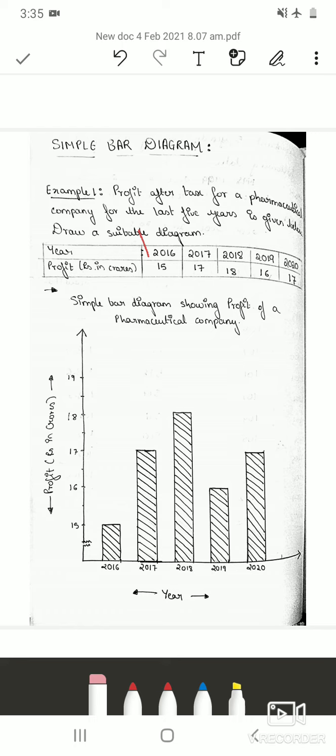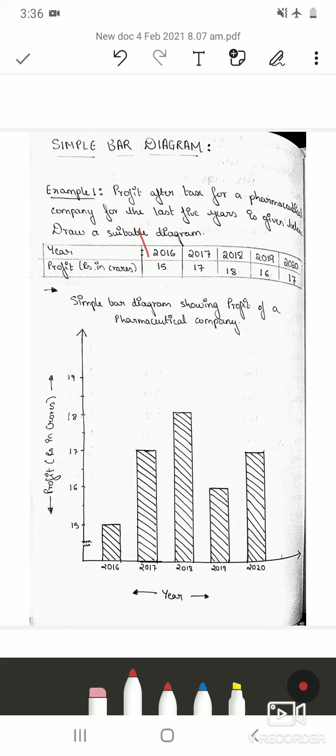For 2017, the profit made is 17 crores. So use a scale and do the diagrams neatly with perfect lines. So next 2018, the profit made is 18. So corresponding to 18, draw a rectangular box. And 2019 it is 16, and 2020 the profit made is 17.